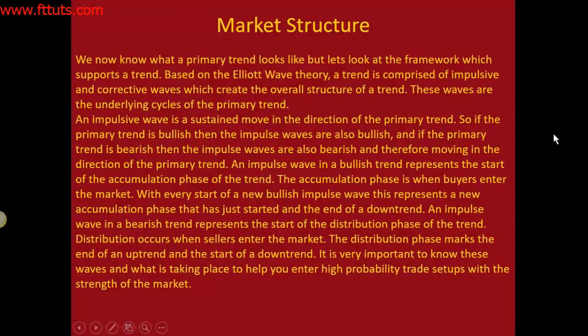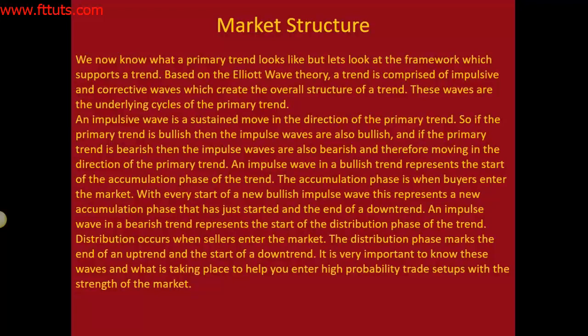All right, guys, so we now know what a primary trend looks like, but let's look at the framework which supports a trend. Based on the Elliott wave theory, a trend is comprised of impulse and corrective waves, which create the overall structure of the trend. These waves are the underlying cycles of the primary trend.